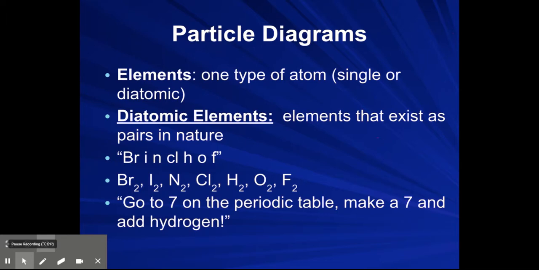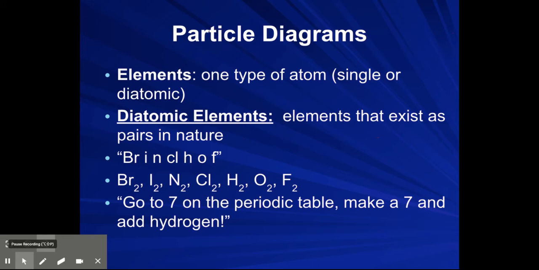As we're looking at our elements, one type of atom is going to be monatomic, and diatomic, remember, is going to be 2. Di means 2. So we have a certain amount of diatomic atoms that these substances will always exist as when they're left alone as diatoms. So if I tell you, here's some oxygen, it's never just, oh, oxygen, it is going to be a diatom. So there's 7 of them, and they actually make a 7 on the periodic table. And the 7 are bromine, iodine, nitrogen, chlorine, hydrogen, oxygen, and fluorine.